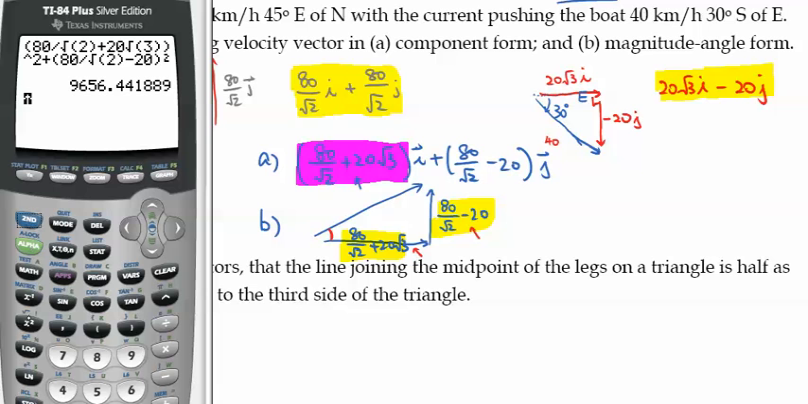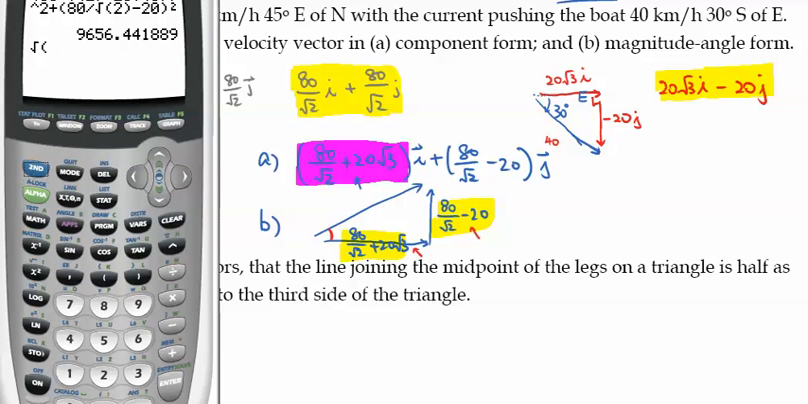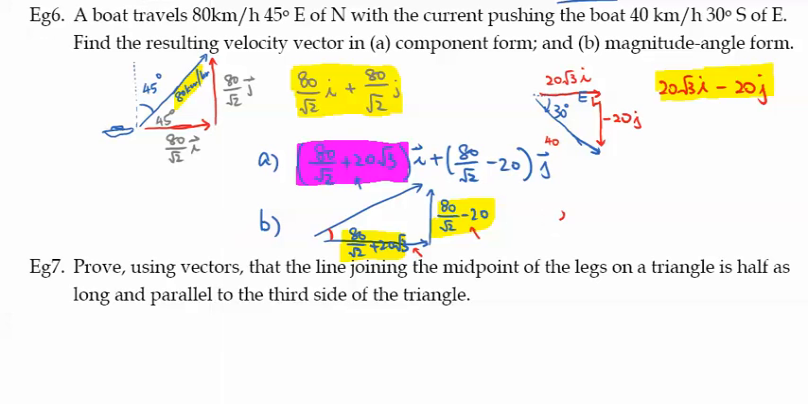And taking the square root of this answer will give us 98.267 kilometer per hour.